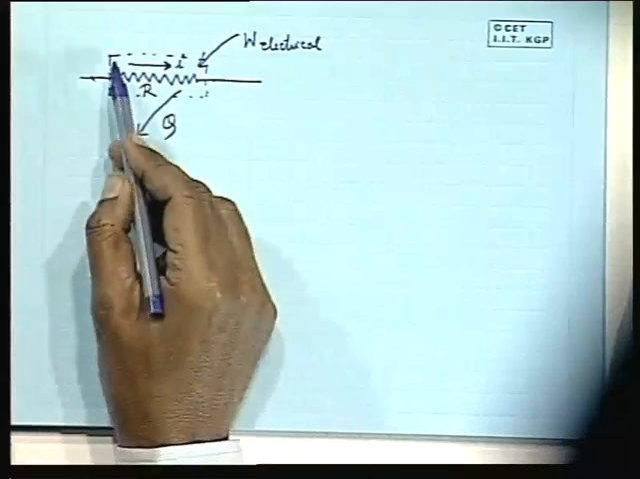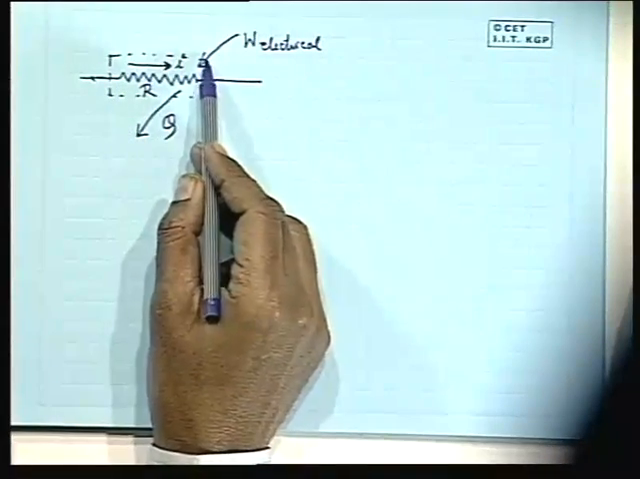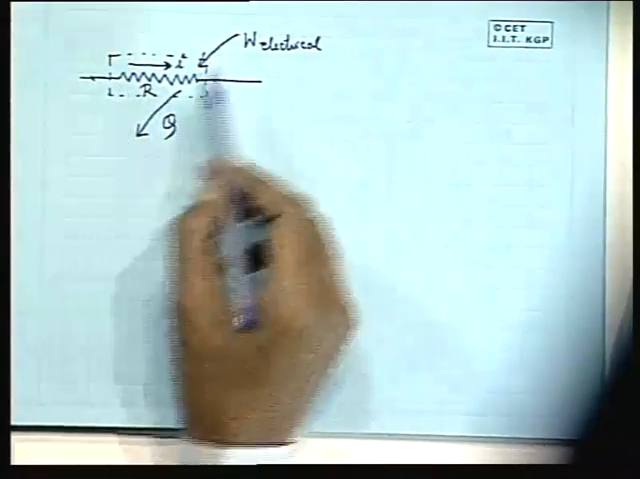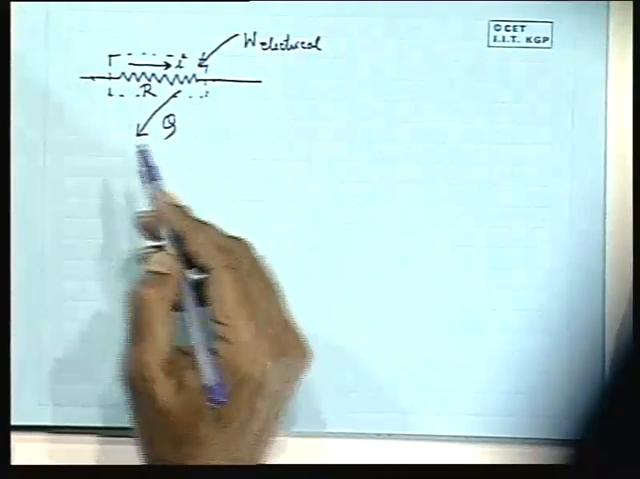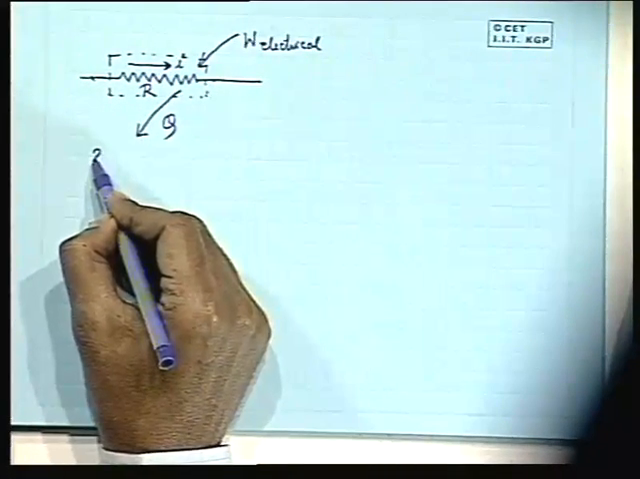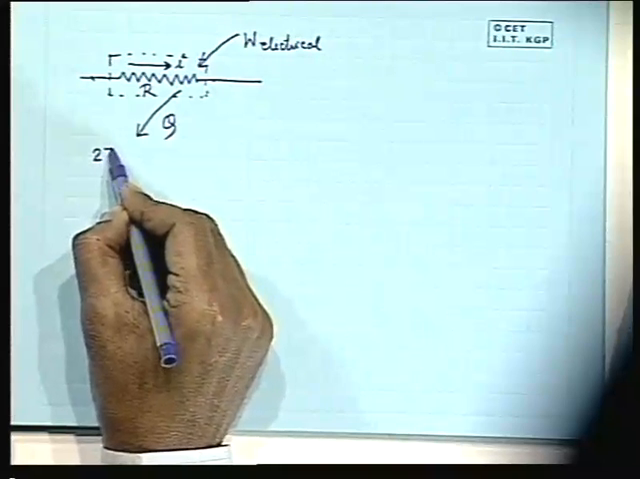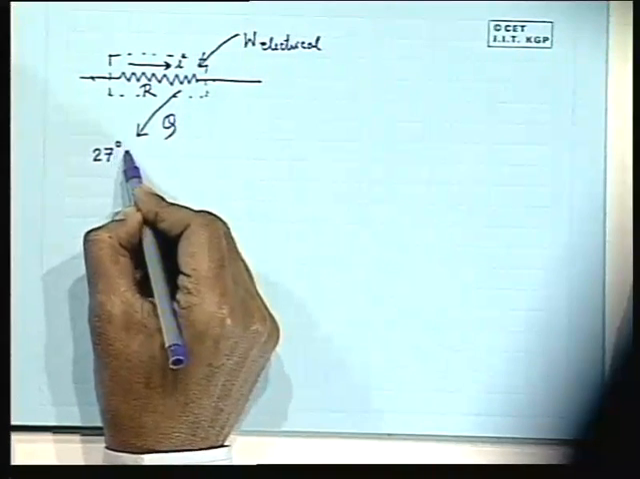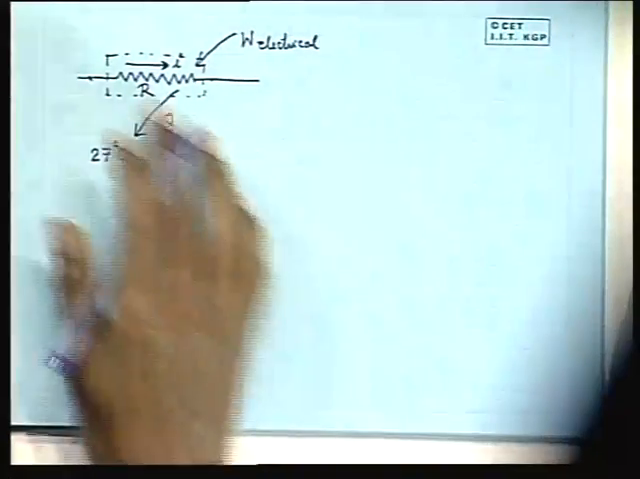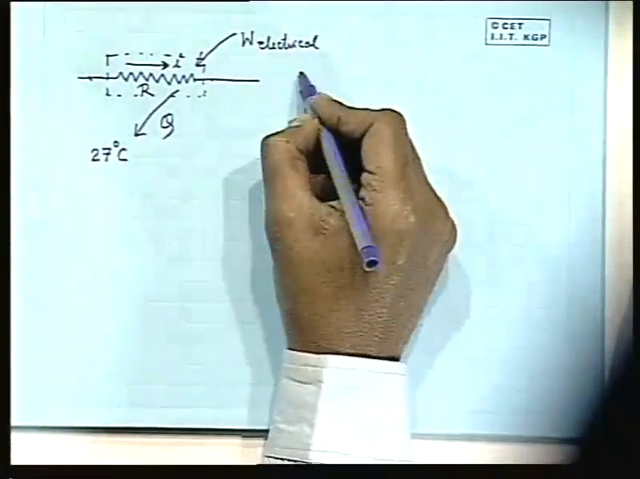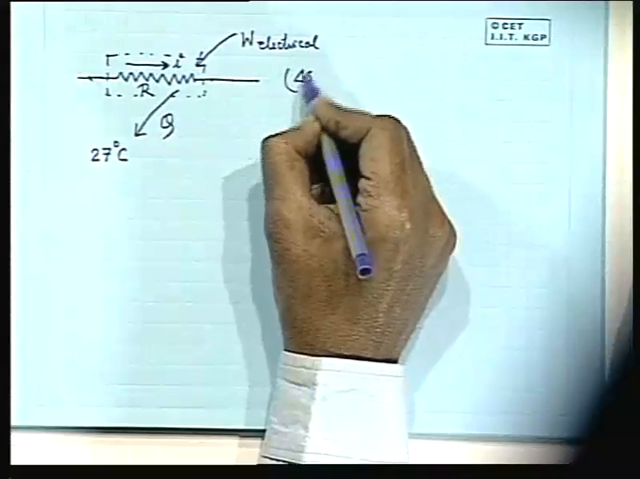So this is the problem from the first law of thermodynamics point of view: the resistor as a system receives electrical work and rejects heat to the surroundings, which is at a temperature of 27 degrees Celsius. Okay, now if you consider the problem like this, what do we have to find out? Delta S universe.